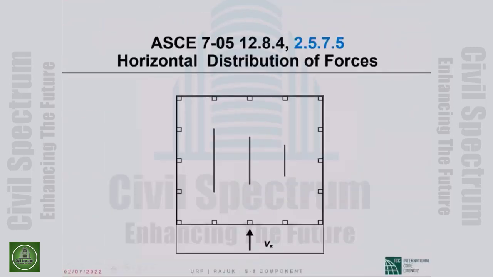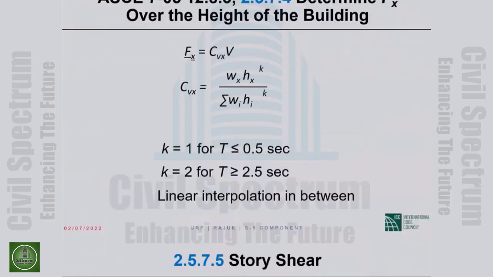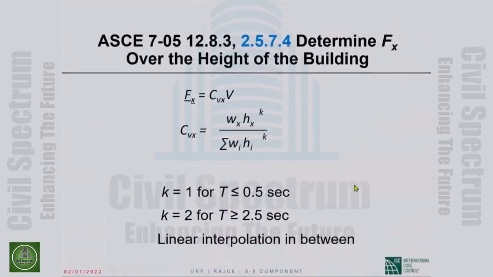K is 1 for periods up to half a second. So K of 1 is a linear distribution, a triangular distribution, going from 0 at the base to a maximum at the top. So for short period structures, we do a triangular distribution of the design base shear. K of 2 is a parabolic distribution going from 0 at the base to a maximum at the top. So for long period structures, period exceeding 2.5 seconds, we do a parabolic distribution of the design base shear.